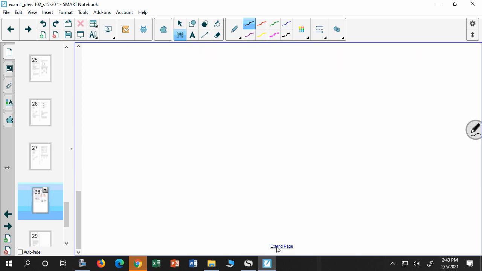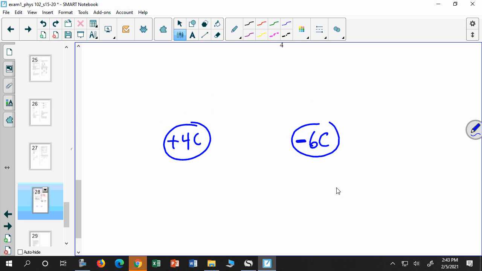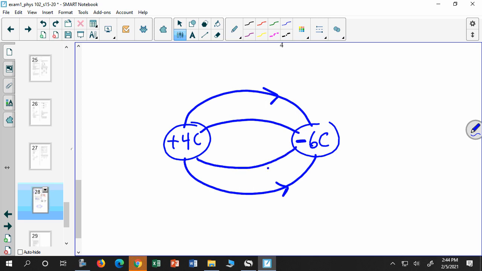So let's say +4 coulombs and +6 coulombs. Or no, let's do minus. I'll do a positive, plus 4 and minus 6. Easiest way to think about this is I'm going to get 4 lines coming out of the 4 coulomb charge and 6 lines going into the 6 coulomb charge. Every line represents a coulomb of charge. That's probably the easiest way to start. But then I have to have 2 extra lines.